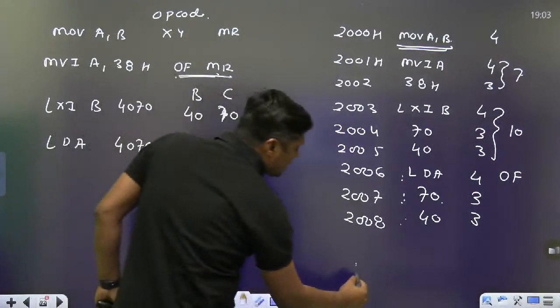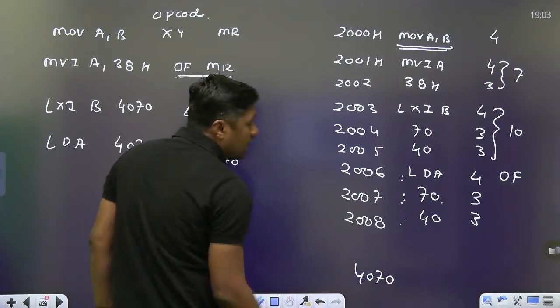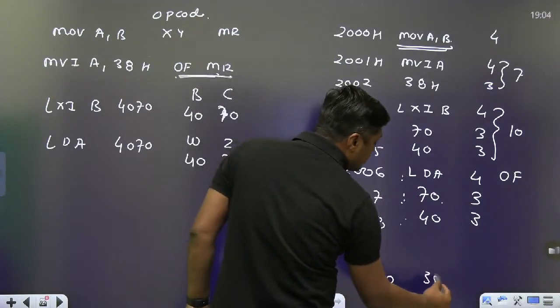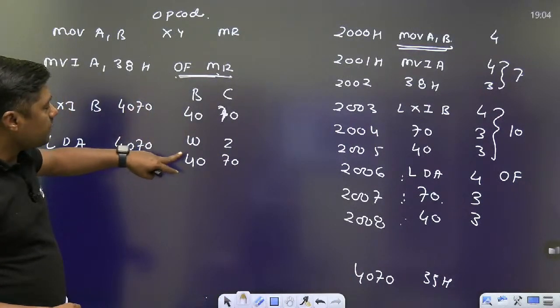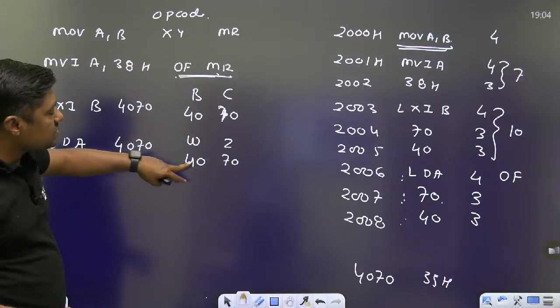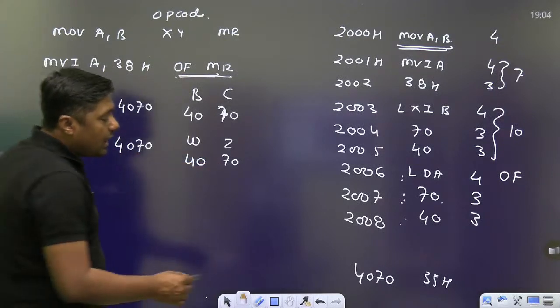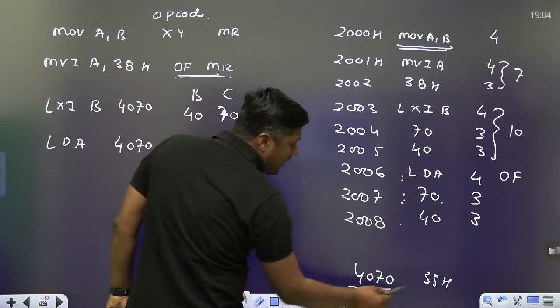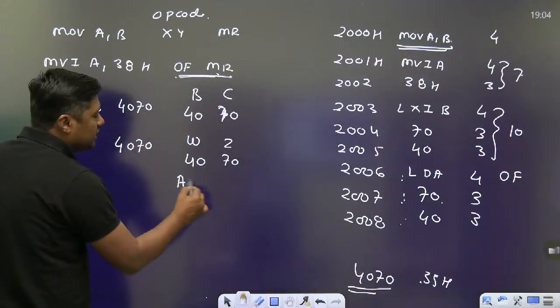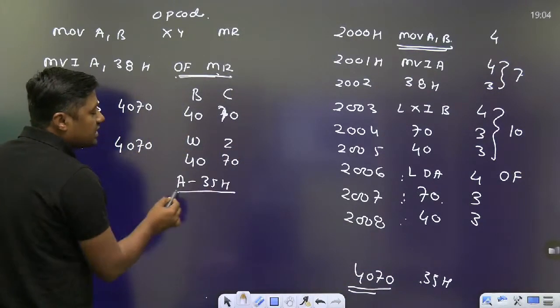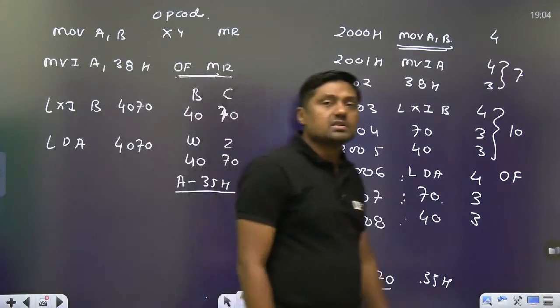The memory location, let's say 4070, is here, and here we have the data 35H. Then, in the next step, the microprocessor will load the address bus with 4070, highlight this address, and finally read this data and store it in what? Accumulator. Then the instruction is over.